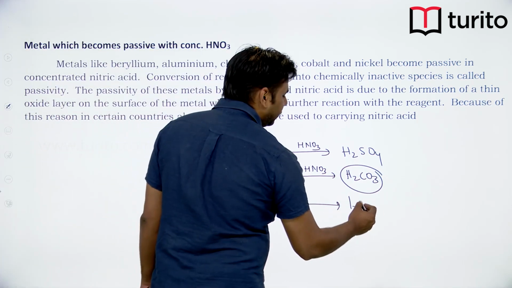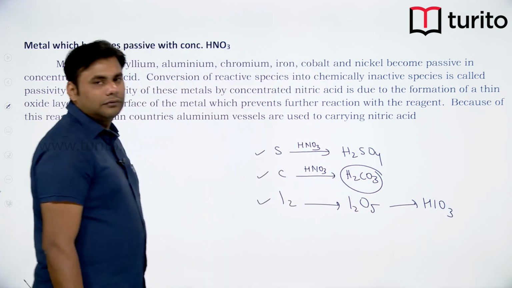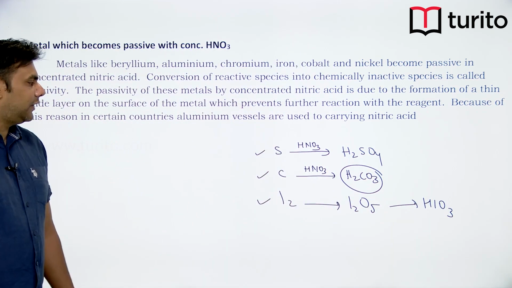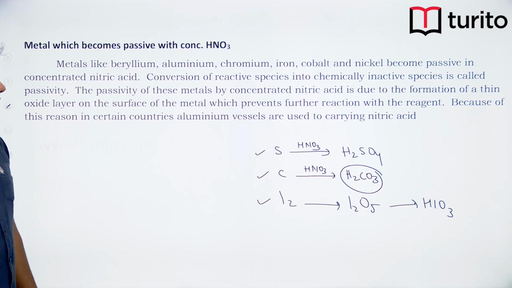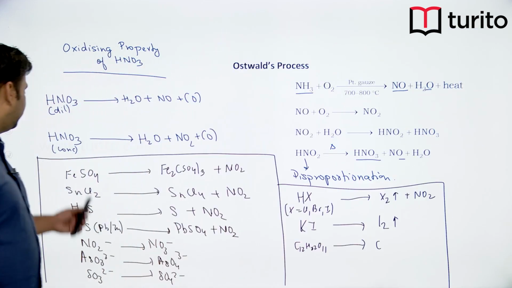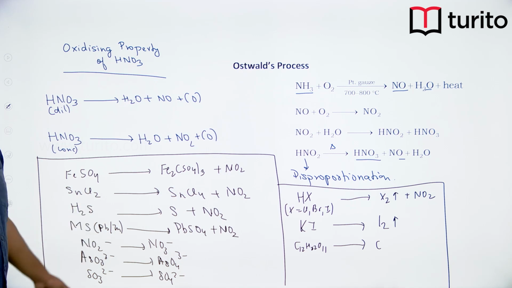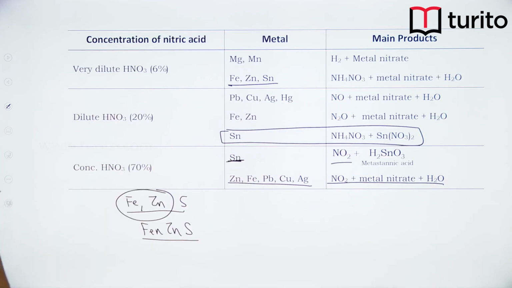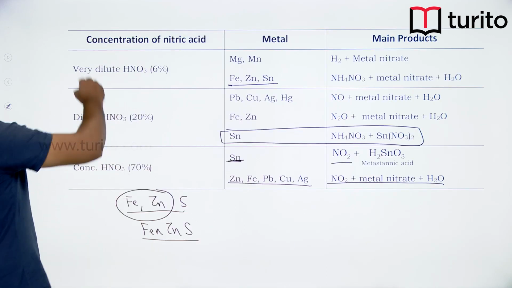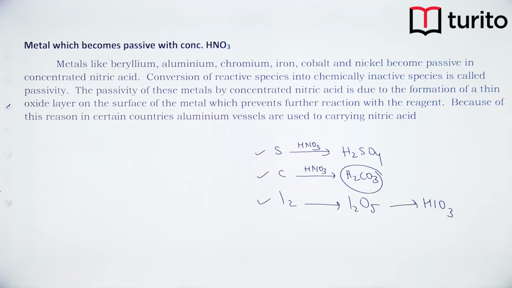iodine gets converted into I2O5, which on reaction with water forms HIO3. So if you take sulfur or any non-metal, they get oxidized into their acid. So this is the oxidation of non-metal. This would be the oxidation of metal. This is a general reaction, oxidation of the compounds, and this is the oxidation of metals. Okay, this is very important. Direct questions are coming on this. Hope this is clear to you.